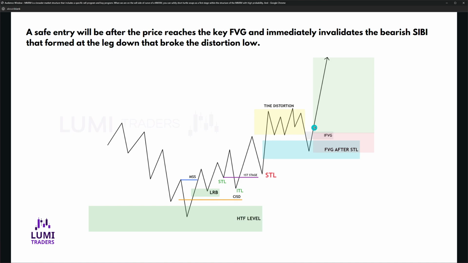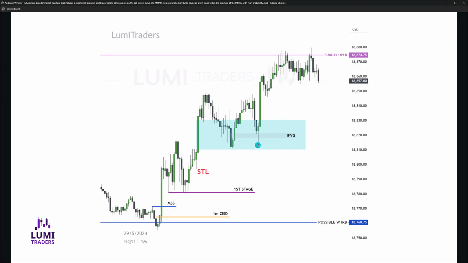So you can enter this setup. You don't need to wait for a retest of this inversion fair value gap. You can enter once we got closure above this bearish fair value gap. Candle closure, next candle is going to be your entry. Stop loss once again is going to be right here. Target is going to be higher time frame level. In that case, it was Sunday open.